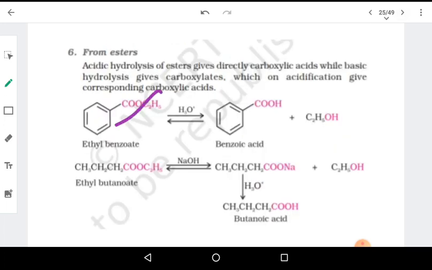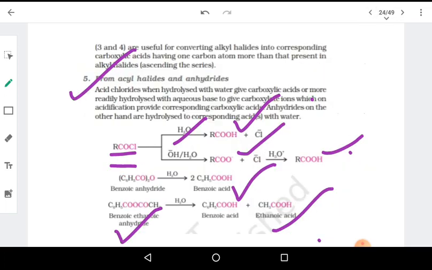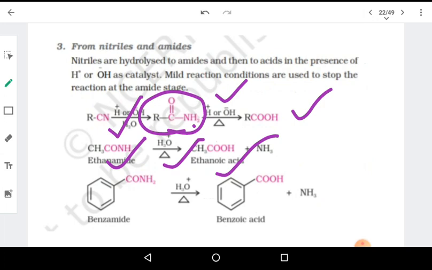Next, esters, here you go. For esters also we have to carry out hydrolysis. We will be getting the corresponding acid over there, or we can treat it with NaOH. We will get the sodium salt of carboxylic acid, and that on hydrolysis will give us acid. These are very easy processes if we have esters, acyl halides, or anhydrides. We can carry out the process of hydrolysis for nitriles and amides.